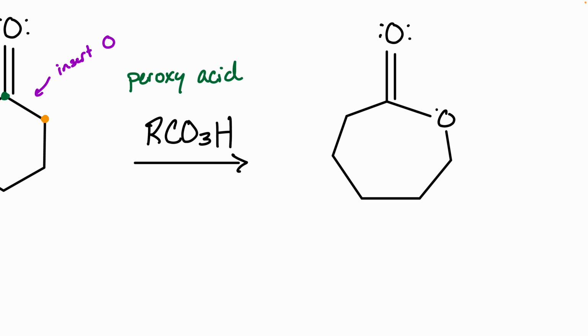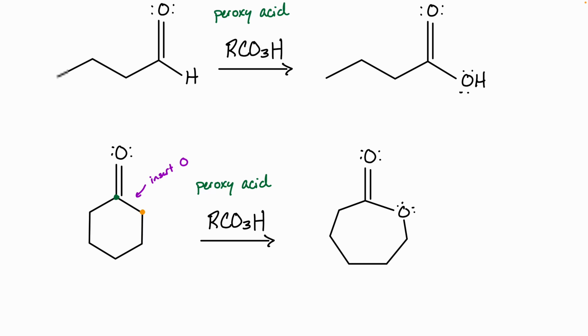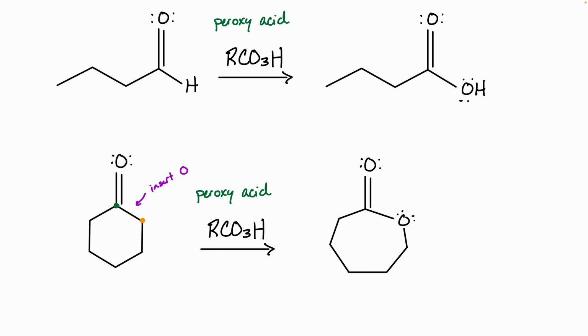Boom. All right, this is now this cyclic ester structure here. These have a special name. They're called lactones. They turn out to be pretty important in biochemistry. You see them pretty often.